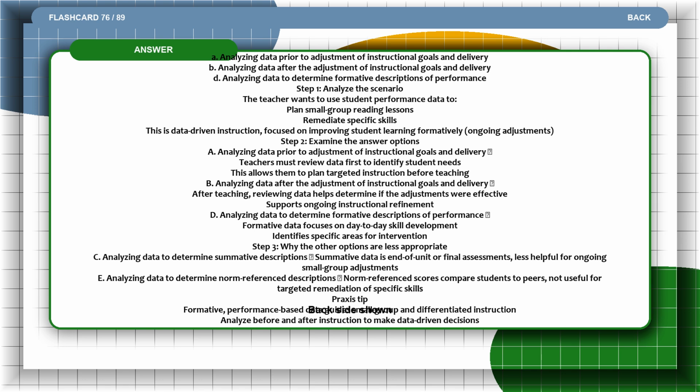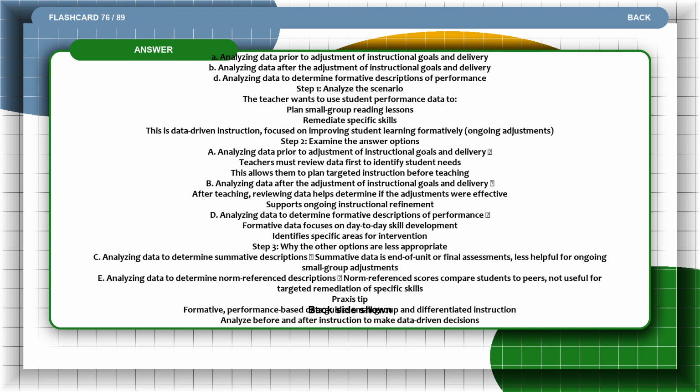A. Analyzing data prior to adjustment of instructional goals and delivery. Checkmark. Teachers must review data first to identify student needs. This allows them to plan targeted instruction before teaching. B. Analyzing data after the adjustment of instructional goals and delivery. Checkmark. After teaching, reviewing data helps determine if the adjustments were effective and supports ongoing instructional refinement. D. Analyzing data to determine formative descriptions of performance. Checkmark. Formative data focuses on day-to-day skill development and identifies specific areas for intervention.